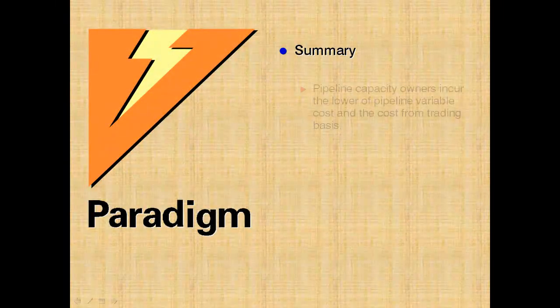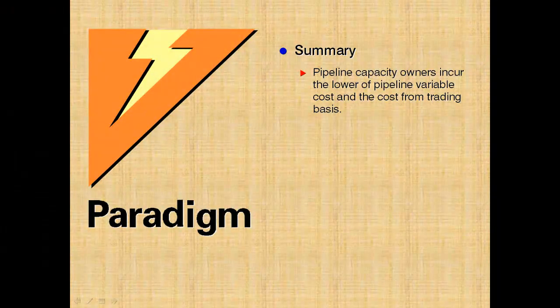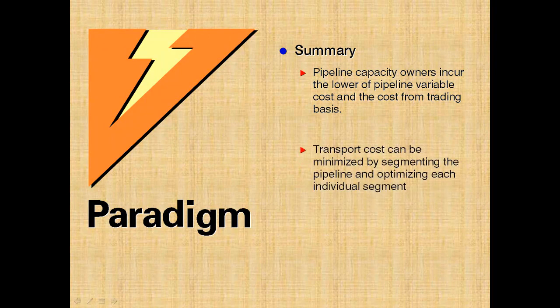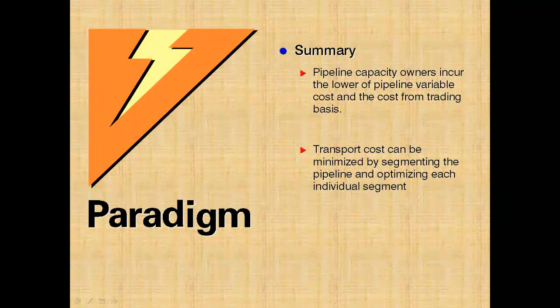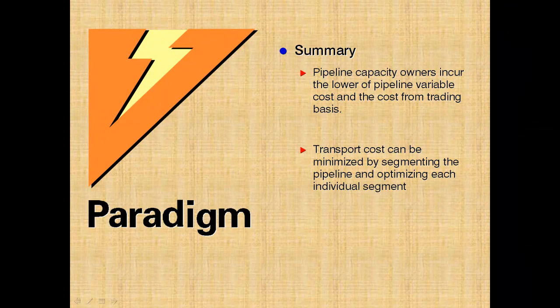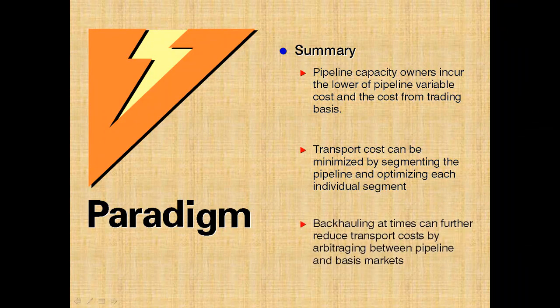So to summarize, we say that pipeline capacity owners can incur the lower of the pipeline variable costs or the costs from trading basis. Now this can be refined by segmenting the pipeline. Transport costs can be minimized by allowing us to optimize the cost of each individual segment. And at times, backhauling can further reduce our costs because we can use it to arbitrage between pipeline and basis markets.